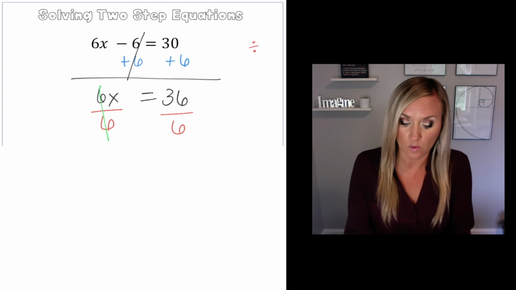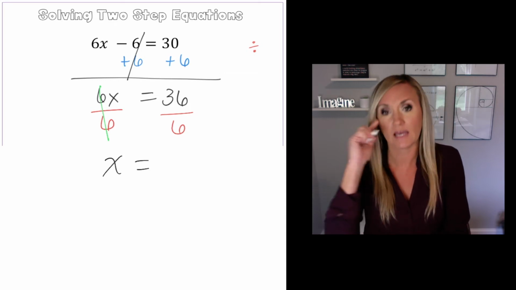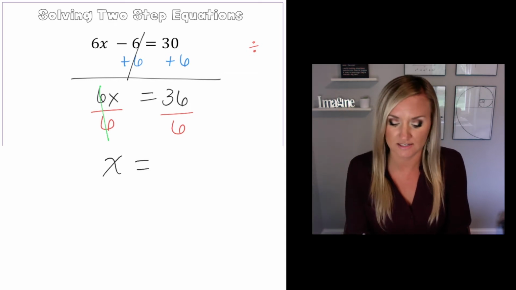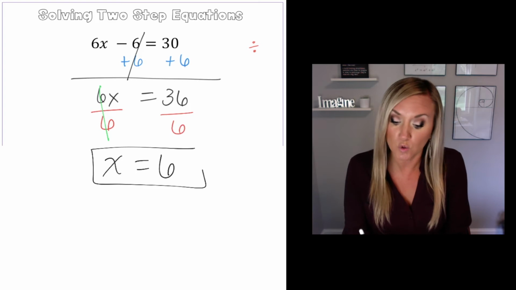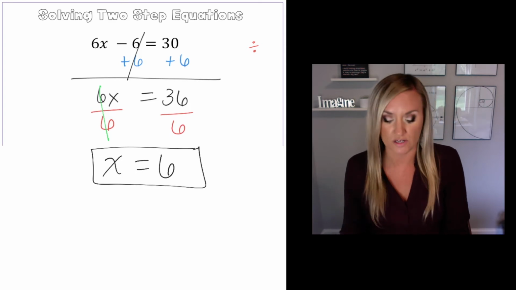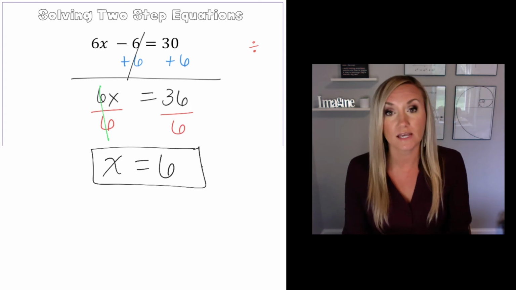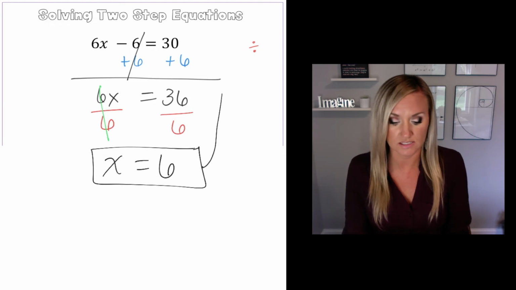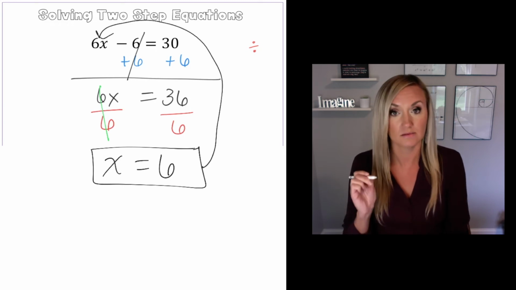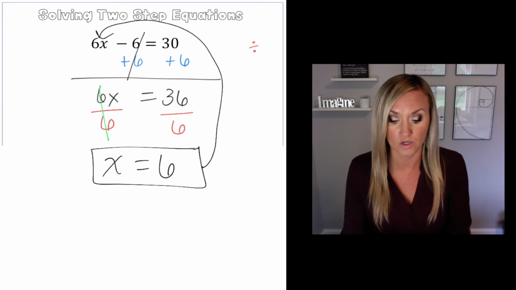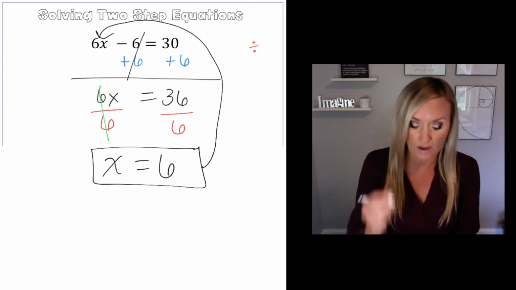So now we have x equals, and 36 divided by 6 is 6. Now, the cool thing about solving equations is if you were to take this answer of x equals 6 and plug it back in, it will give you your original answer of 30, right? Equals 30. And let's go ahead and check our work.